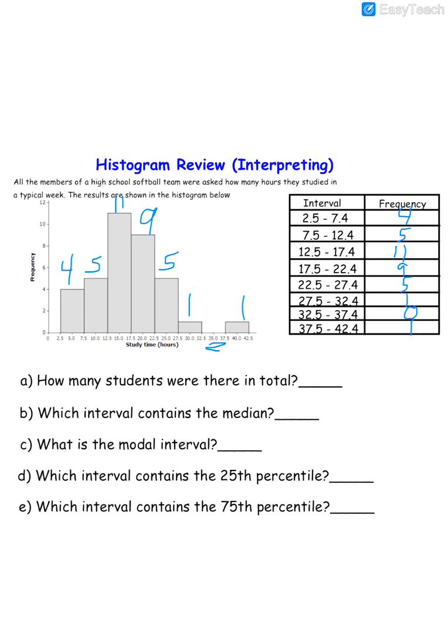How many students were there in total? Okay, I got to add them up. 4 plus 5 is 9, plus 11 is 20, 29, 34, 35, 36 total.